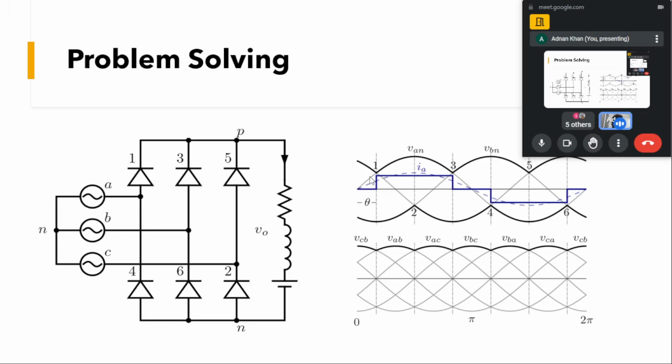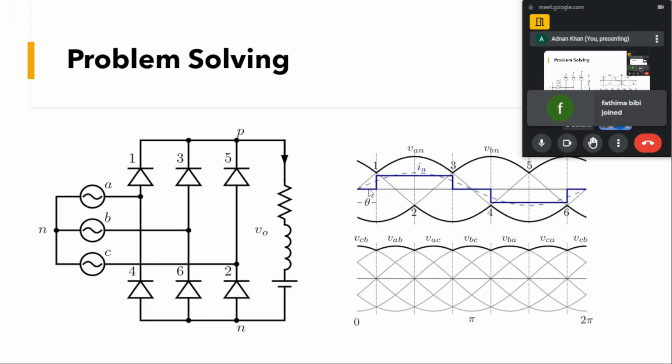So from the interval 1 to 3, diode 1 is conducting, so IA, the current through phase A, is positive. From the interval 3 to 4, neither diode 1 nor diode 4 is conducting, so no current will flow through phase A. And from point 4 onward, 4 to 6, diode 4 will be conducting, so we will have a negative current.